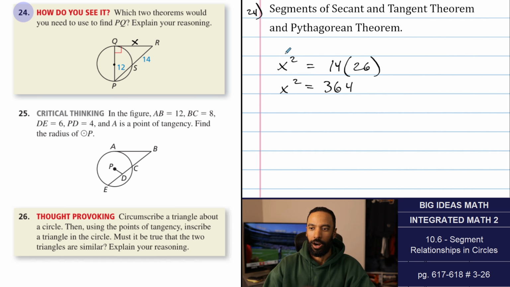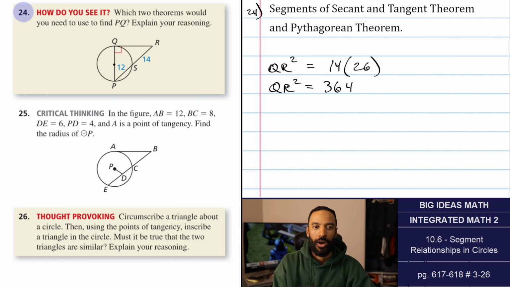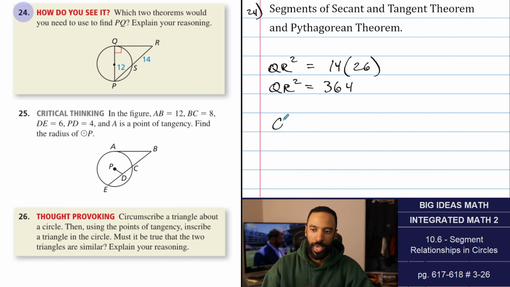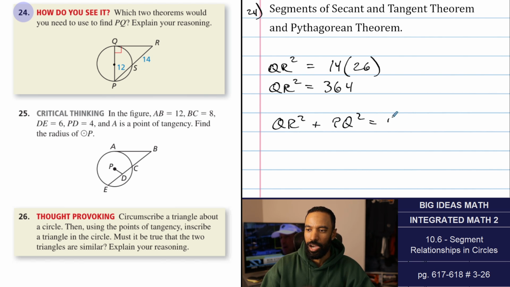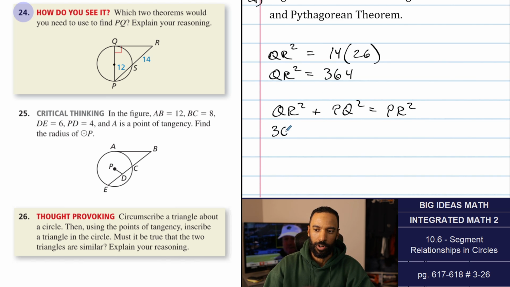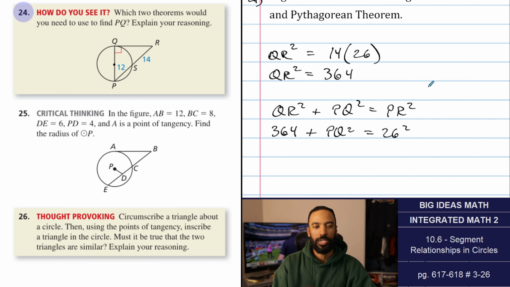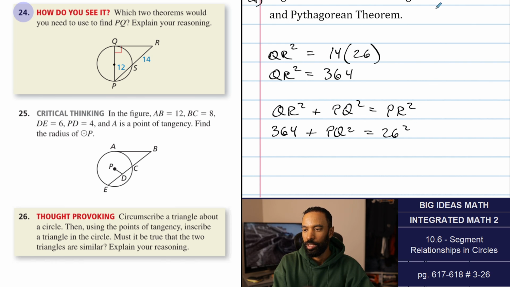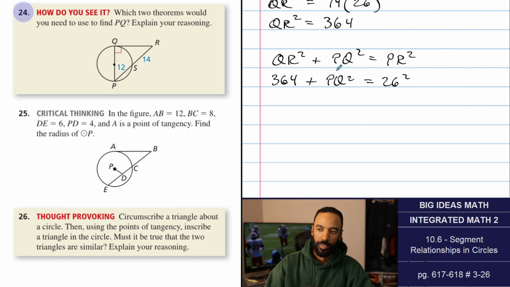Okay, I'm going to call that RQ actually now because the other one's PQ. So RQ, I should call it QR. Let's get rid of that x. All right, QR squared is 364. We have to remember by Pythagorean theorem that QR squared plus PQ squared equals PR squared. Okay, that's the thing we have here. QR squared is 364, so I don't have to worry about the square root. 364 plus PQ squared, and they didn't ask us to solve. This is just me doing this on my own. 26 squared. That's PR is 14 plus 12. So 26 squared there. What is 26 squared?